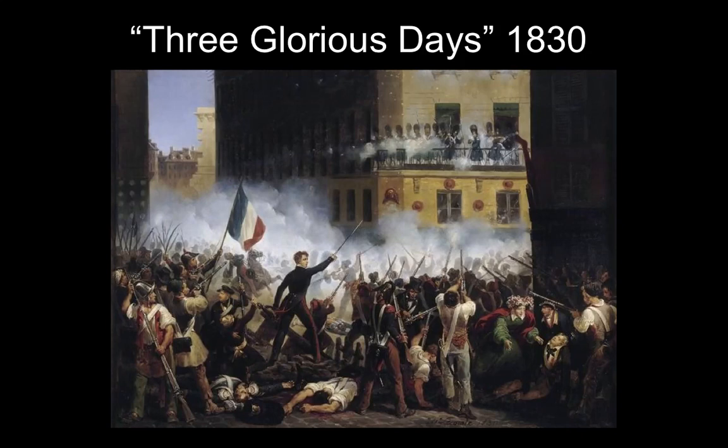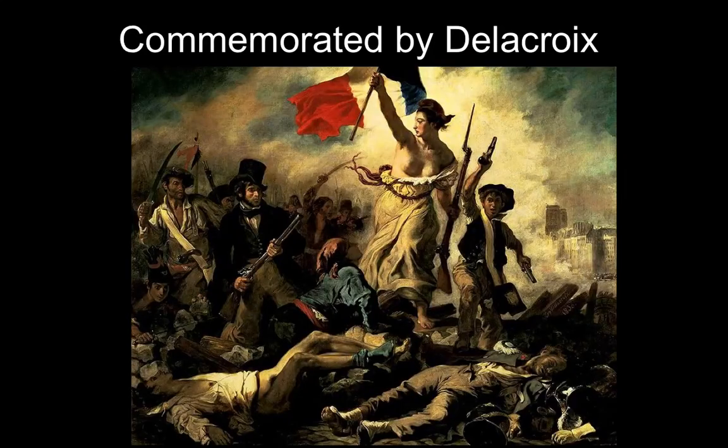Charles X abdicated. He bailed. He ran away. He fled. The people won. This famous 3 days was commemorated in the painting Liberty Leading the People by Delacroix, which you looked at just the other day when we studied Romanticism. This painting is dedicated to those 3 glorious days where the people of France rose up and tossed out their wannabe absolute monarch, Charles X.